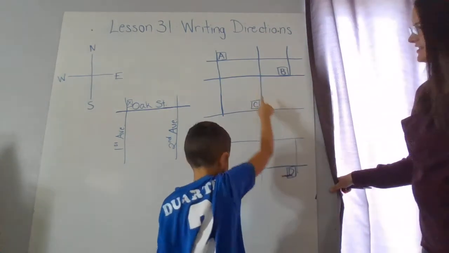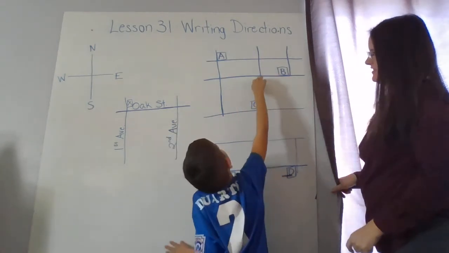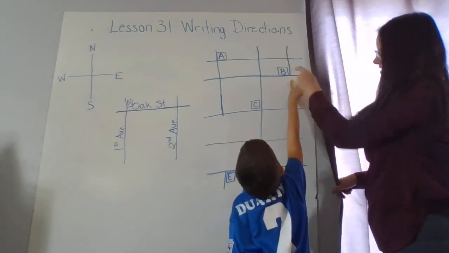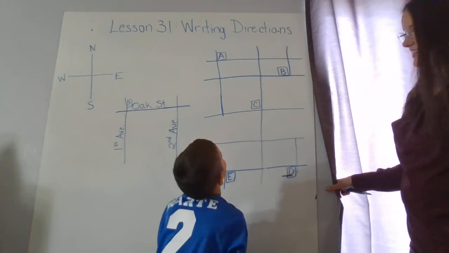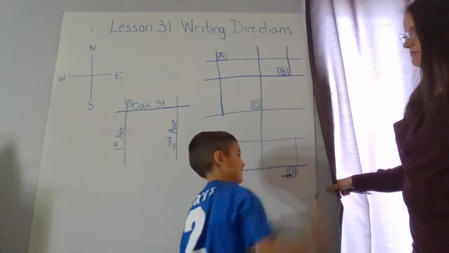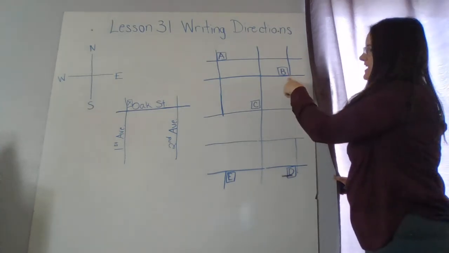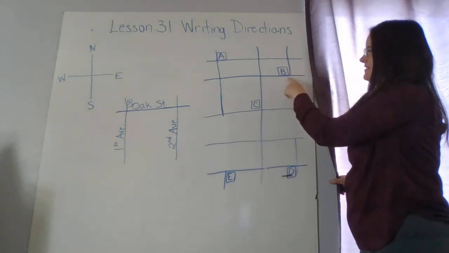Now travel east 1 block. You were here. Where are you at? 1 block at the intersection. So where are you? You're at B. Okay, I want you to give me directions. I'm going to start at B, and I want you to take me to A.